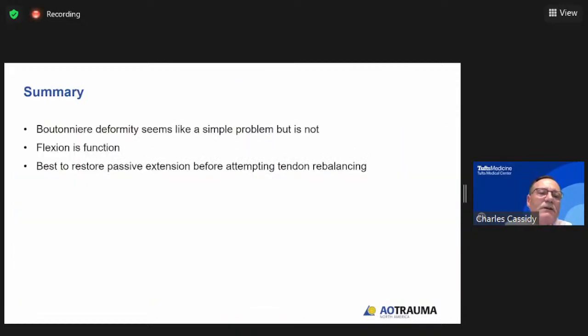So in summary, Boutonniere deformity seems like a simple problem, but it's not. Flexion is function, so we don't want to sacrifice flexion. Appearance, it's nice to have it straight. Patients like that, but if they lose flexion, they won't be happy. And it's best to restore passive extension before attempting tendon rebalancing.